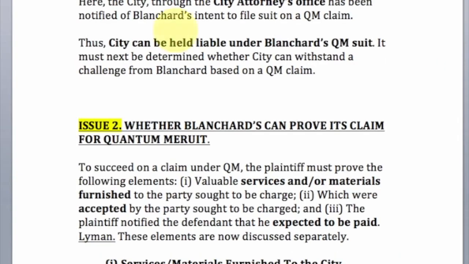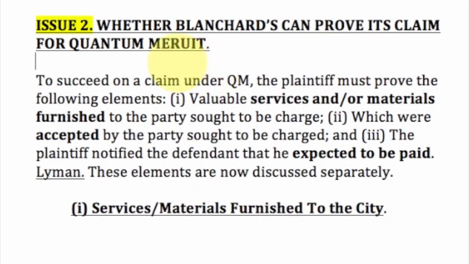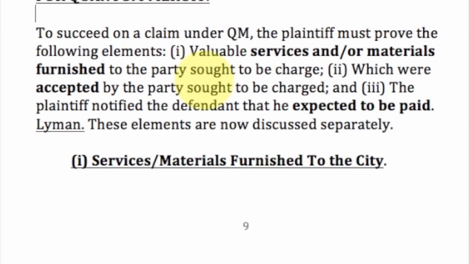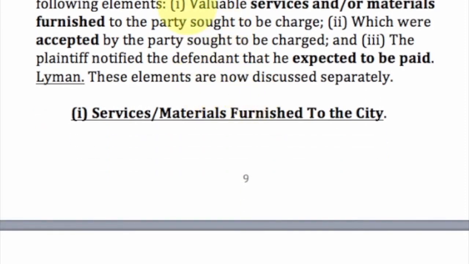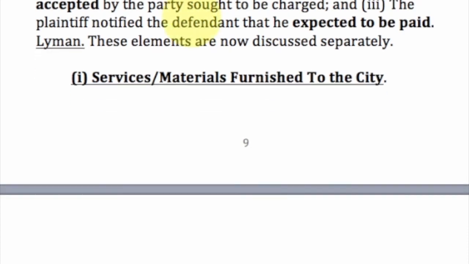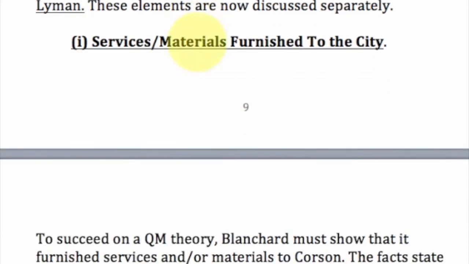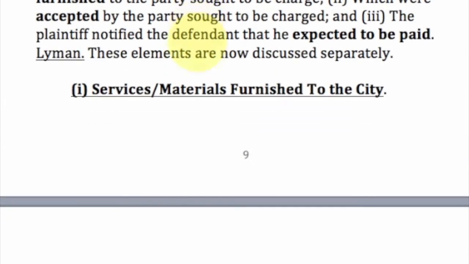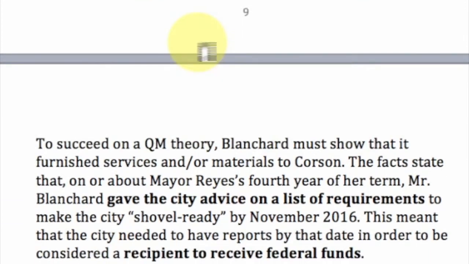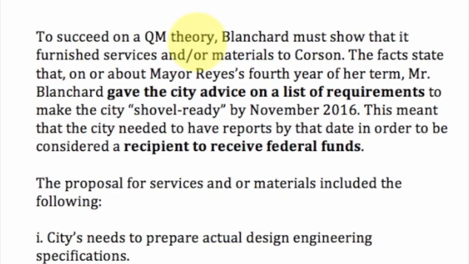And I think once you get to this point, the discussion is not so heavy, so you can relax a little bit here, and they do give you the elements there. So I did end up combining the first element there and the second one. I did end up combining them. So instead of having 4, I ended up with 3 elements. So, services and materials furnished to the city. And of course, there were facts to support that.